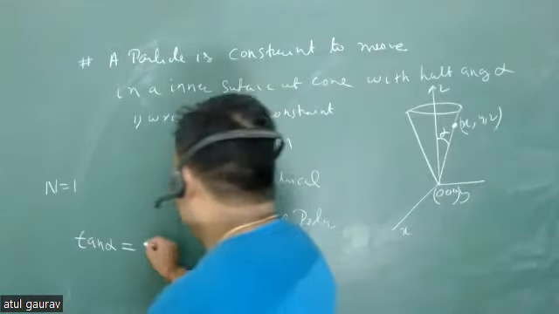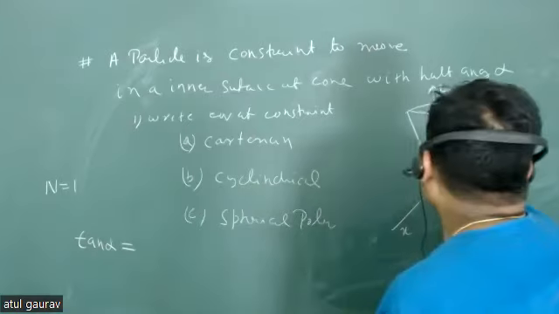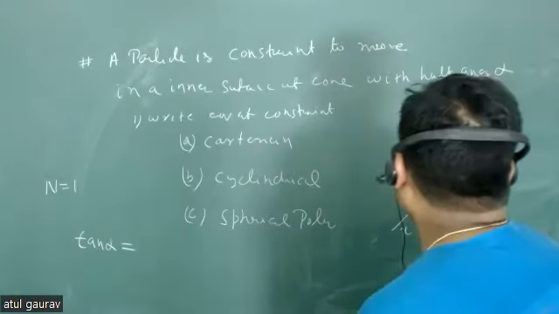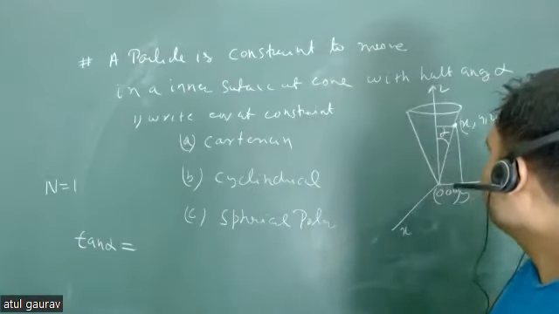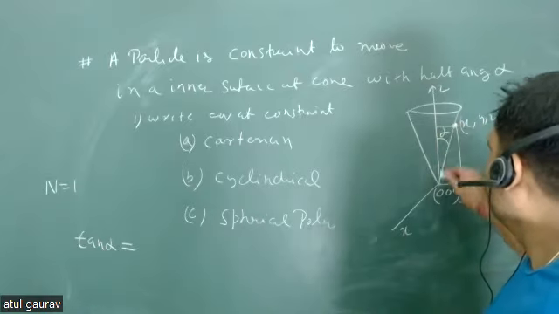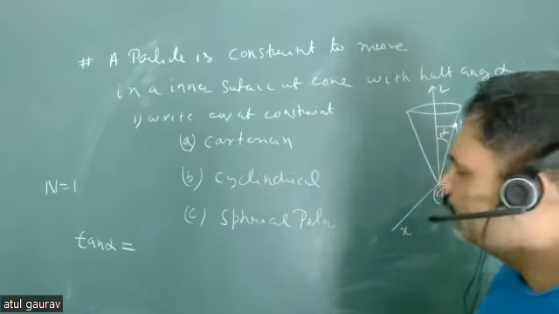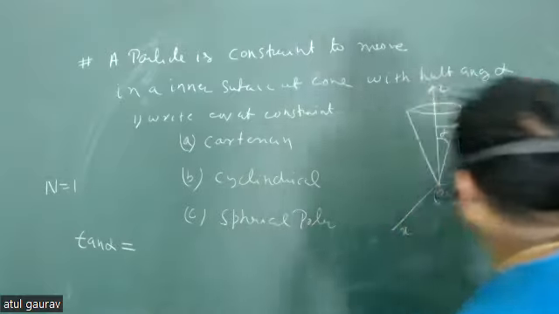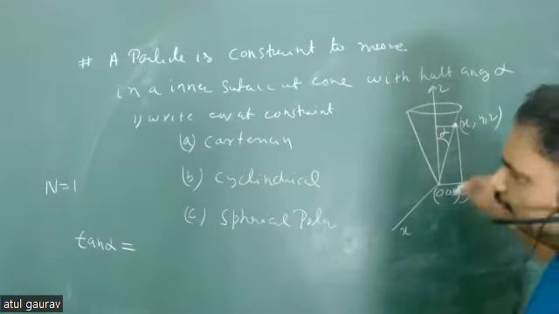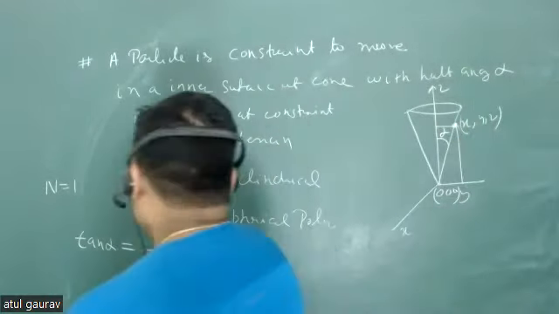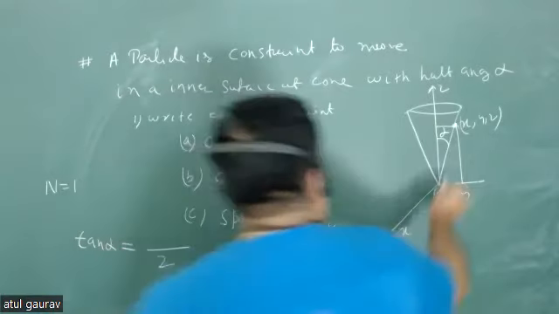Now, what is tan alpha? This distance by this distance, isn't it? This is your tan alpha. This distance by this distance. So obviously, what is this distance? This distance is always Z. So there is not any problem. This distance is Z. What is this distance?